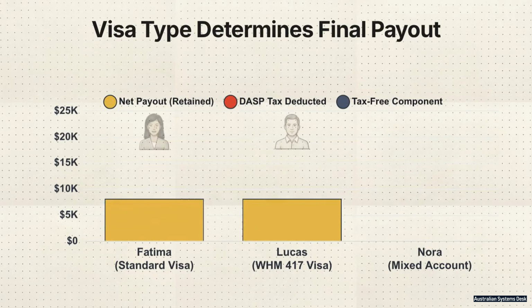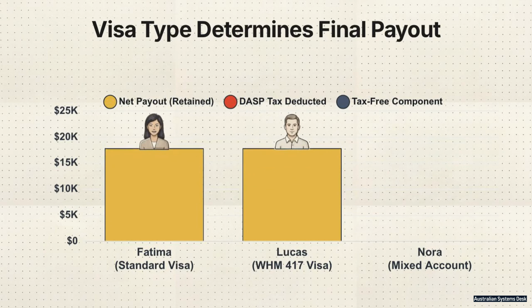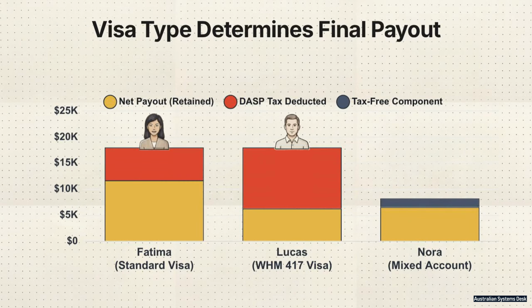This side-by-side comparison shows 2 workers with identical $18,000 taxable balances. Fatima worked on standard temporary visas. At a 35% tax rate, she nets $11,700. Lucas held a 417 working holiday visa. At the 65% rate, his exact same $18,000 gross balance yields a net payout of only $6,300. Nora's payout looks different. Her account includes a $2,000 tax-free component alongside an $8,000 taxable element. The 35% standard DASP tax only applies to the $8,000, leaving her tax-free portion entirely untouched.